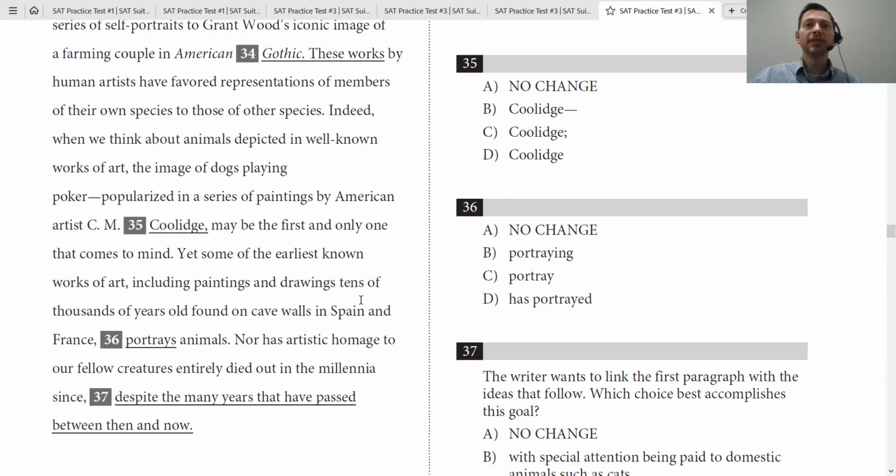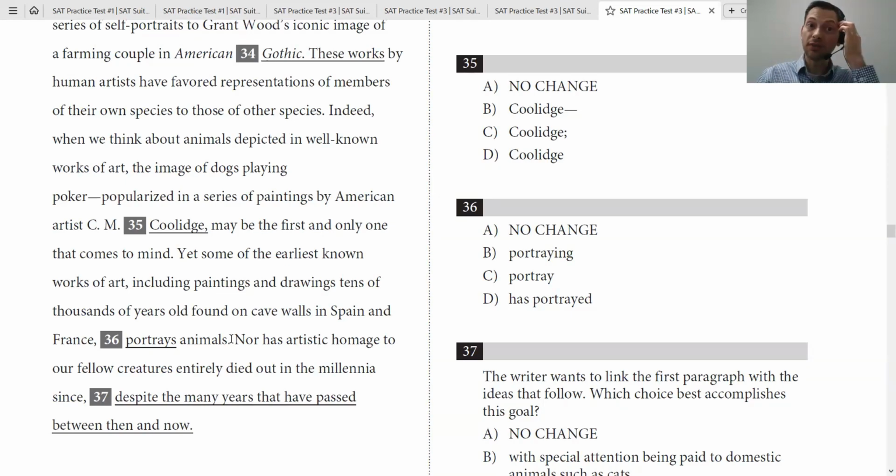Okay, so let's do number 36. Yet some of the earliest known works of art, including paintings and drawings tens of thousands of years old, found on cave walls in Spain and France, portrays animals. Okay, so what portrays animals? Let's ask ourselves, what portrays animals? The works of art. Well, of art is a parenthetical phrase. So it would be the works. The works portray animals. Right? Works is plural. They portray animals.